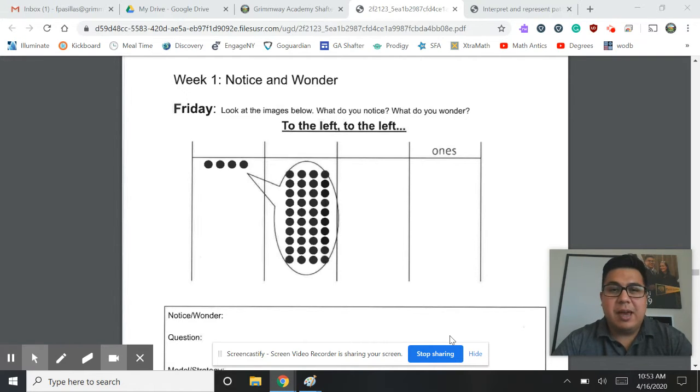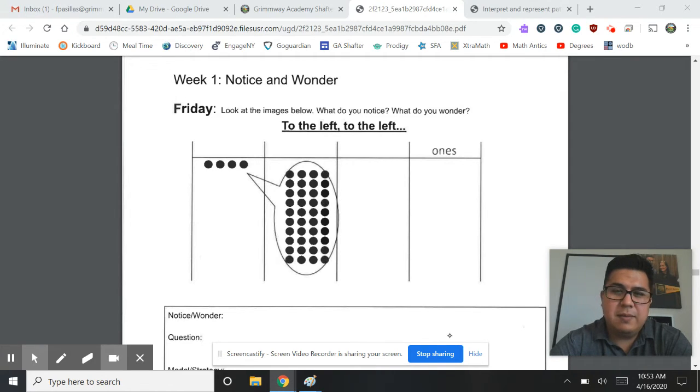So the first thing we have on here is our notice and wonder. As we're looking at our notice and wonder, we're looking at the different things that we see in there. I'm noticing that there is a place value chart. There's a ones place. So that makes me think a little bit more about what the next value might be. Then I also see a set of discs in here as we're looking at them.